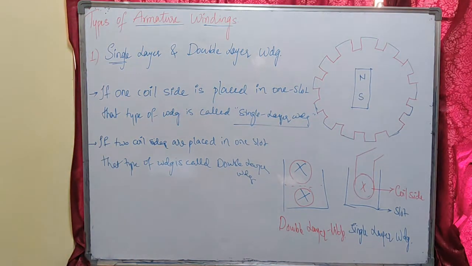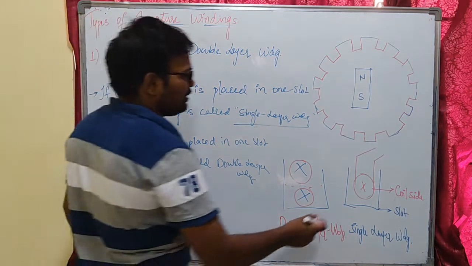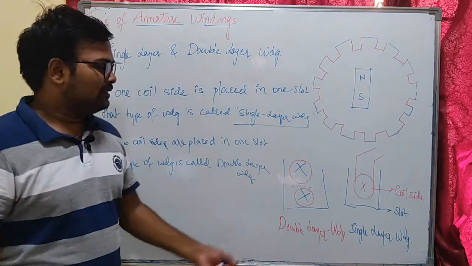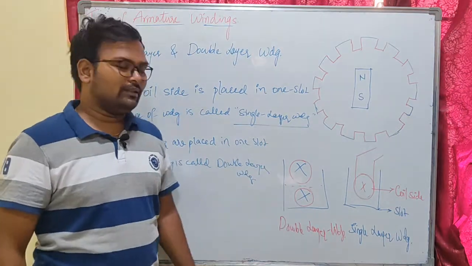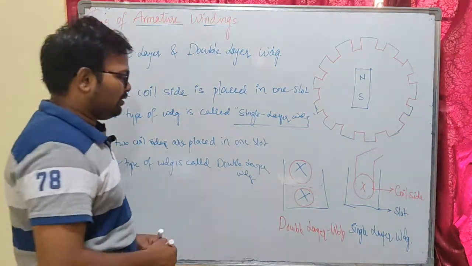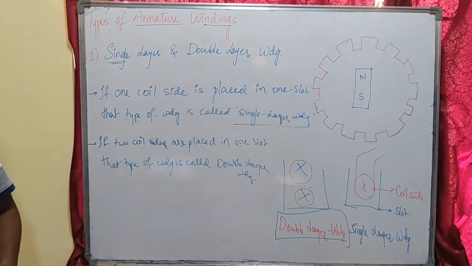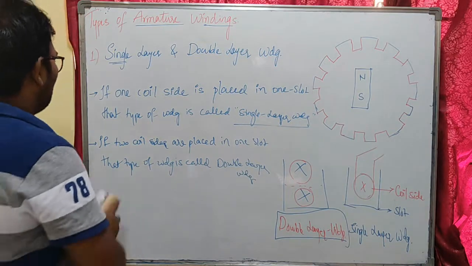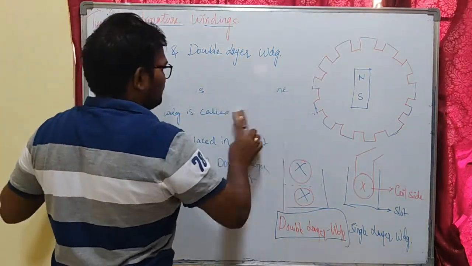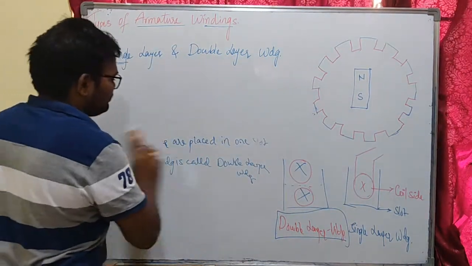A lot of space gets wasted in single layer winding, hence in practice double layer winding is generally preferred. Most applications use double layer winding, so that we can use most of the space in the slot. Now in double layer winding, let us see how we are going to place the winding.